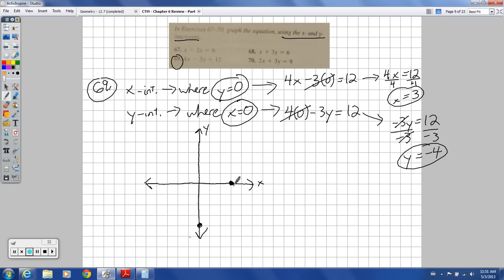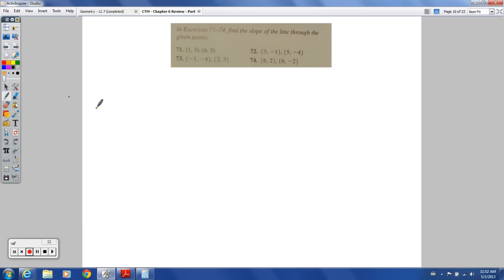Notice I'm going up 4 and right 3, so that pattern would continue. I'd go up 4 and right 3. This should be another point on the line, but these are my intercepts right here and right here. If you're graphing using x-intercepts and y-intercepts, make sure you get those points based on what you have here. I will likely be checking that you understand how to do each version, each type, when you are tested on this. So there's our graph, and move on.